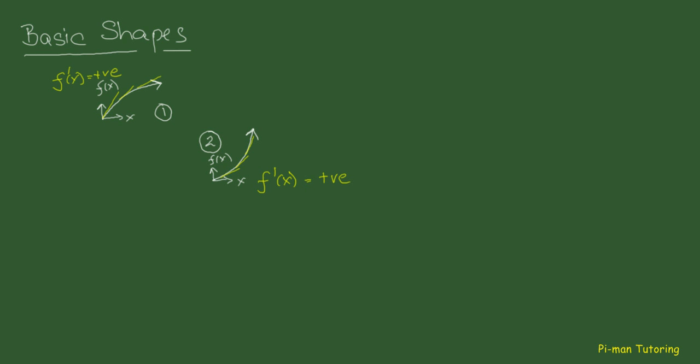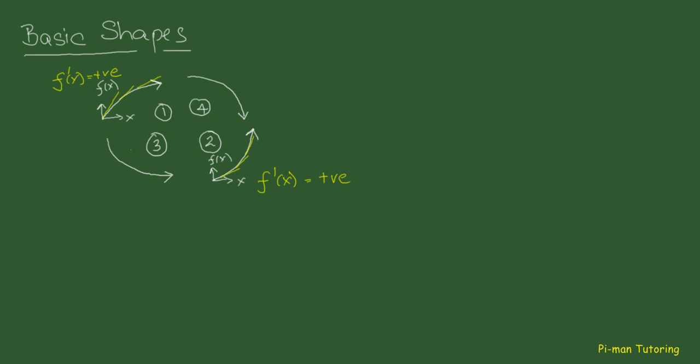Now, let's look at the two other cases. So we could have a decreasing function. We could look like this. We'll call that number 3. And we can also have a decreasing function that's shaped in the other direction. We'll call that 4.